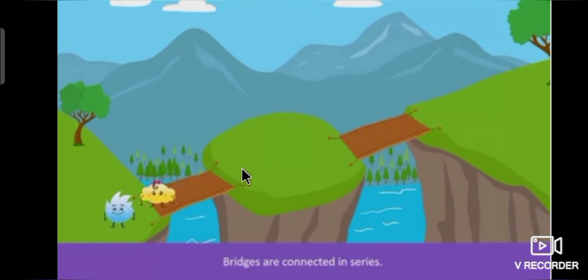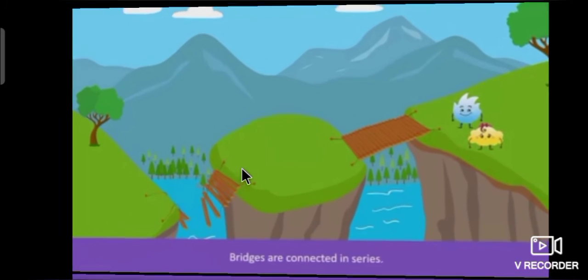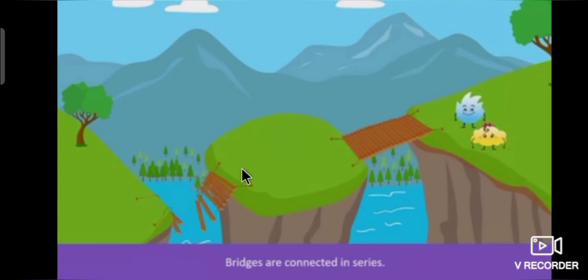Here, we see bridges connected one after another. We will cross easily. But if a bridge collapses, we are not able to cross. This is the disadvantage of series circuit and it is not preferred in our homes.